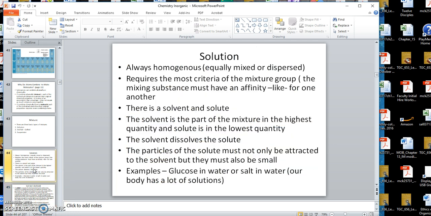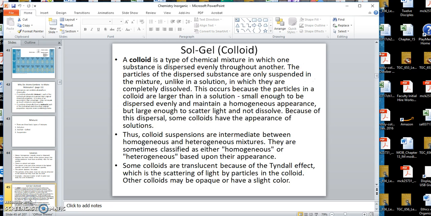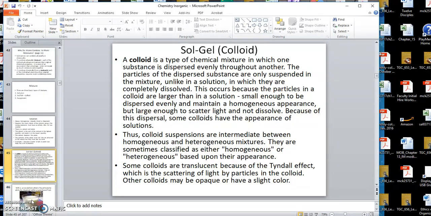Now, why bring this up? There are many solutions in the body. All of our electrolytes, like our sodium, potassium, and so forth, are in solution in our fluids in the body. Why bring up sol gel? Because in the eye, we have something called the vitreous humor. So in various locations, we do have a sol gel type of particles.